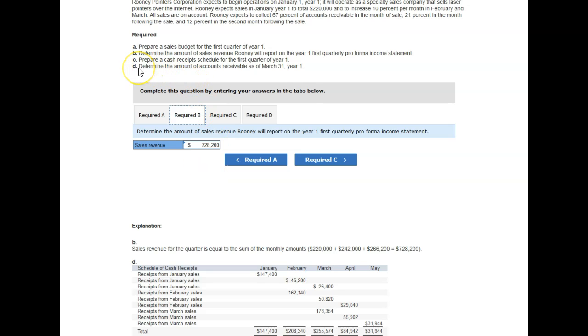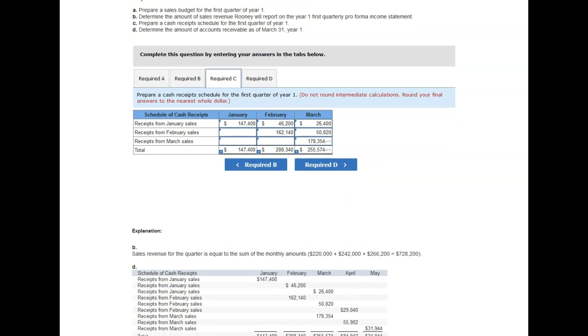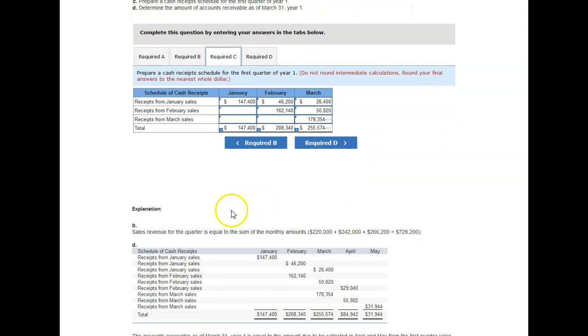Now, Part C says, prepare a cash receipt schedule for the first quarter of year 1. Okay, we're going to take a little bit past the first quarter just to show you when it's all going to be collected. But we really only need it for these 3 months. But I want to show you how March and part of February kicks over into April and May. So in Part C, let's just look at the answer. Here's the answer, but here are the computations. Let's look at both of these together.